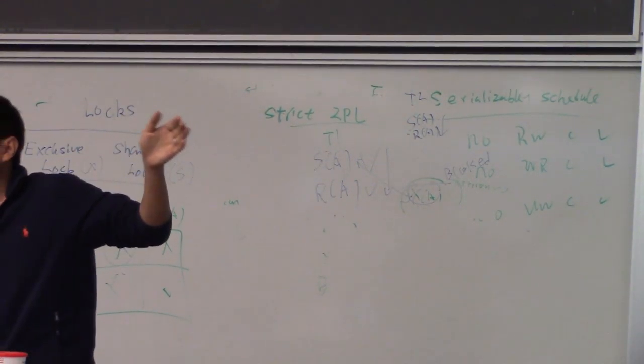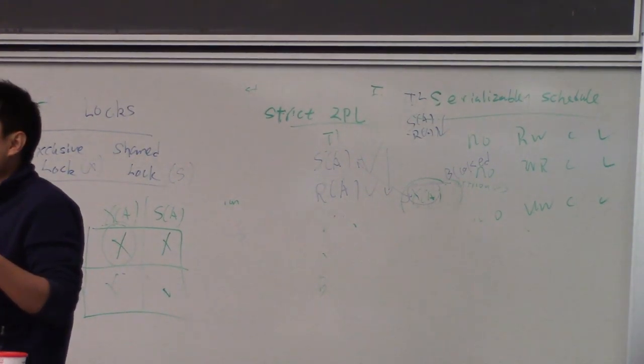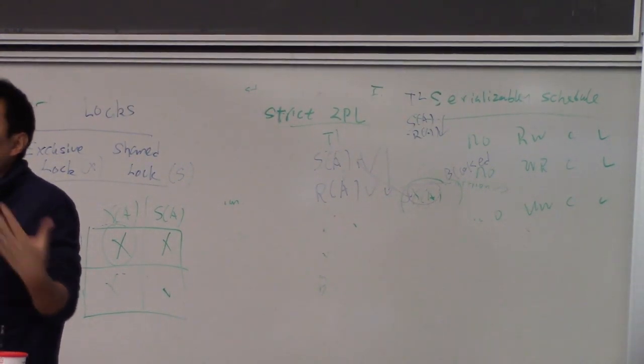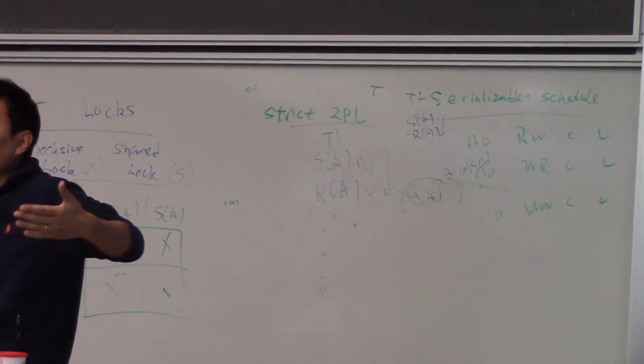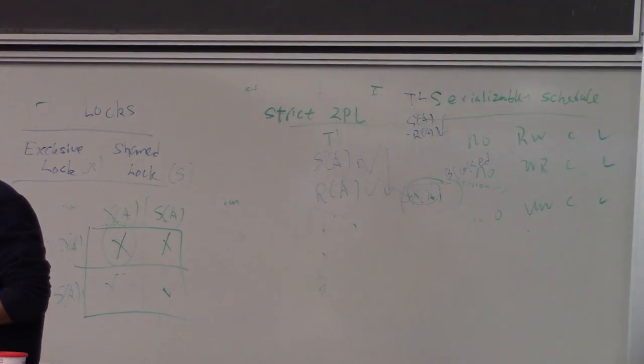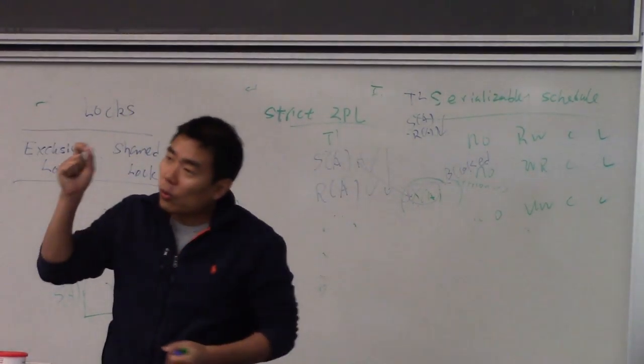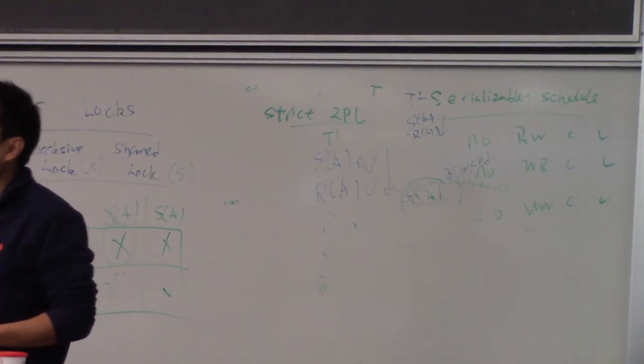So this first requirement is to introduce to you how to acquire locks, right? You must have a way to release locks. You cannot just acquire locks, right? If you keep acquiring locks, nobody can proceed. So there must be a way for transactions to release locks, right? So that's when it differs. There are two variations of two-phase locking.